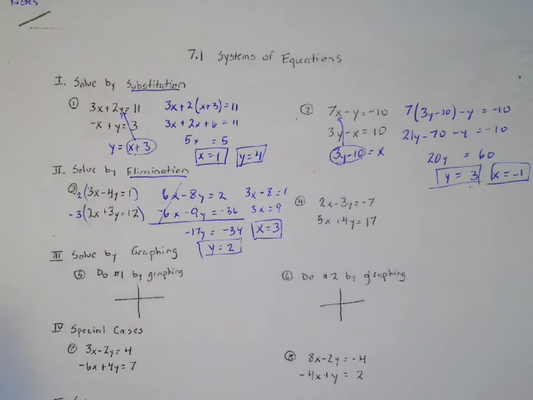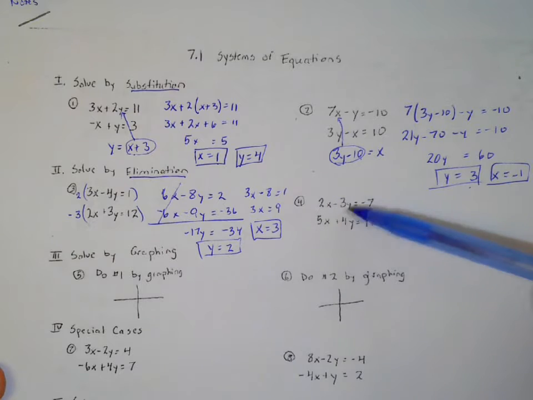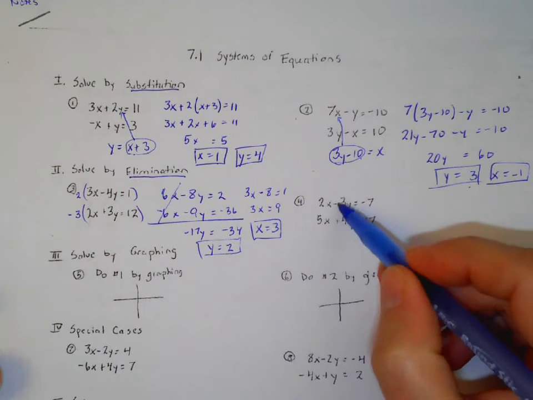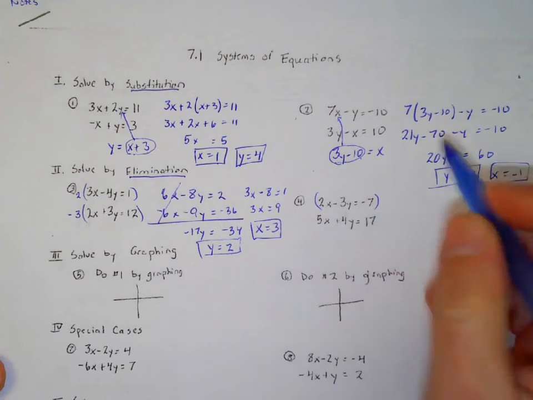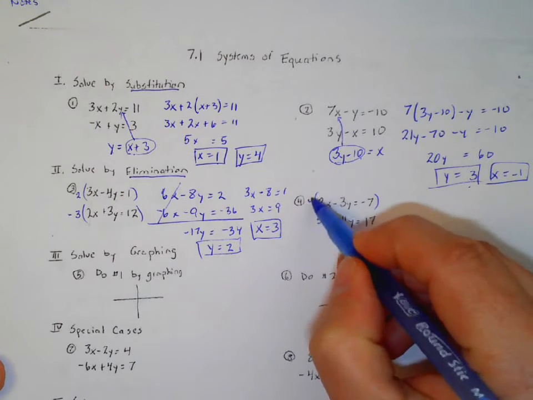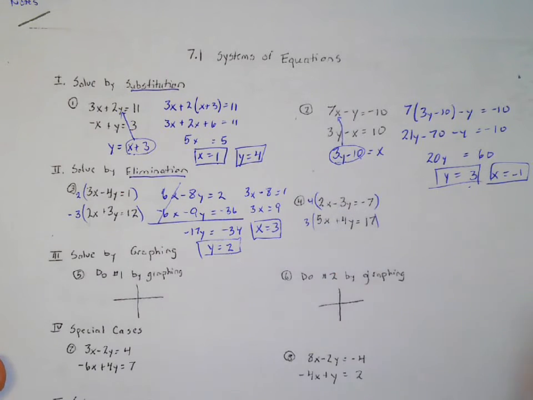Okay, with this one here, once again, you can eliminate x's or y's. It doesn't really matter. I'm going to choose y's this time just because I got a plus and a minus. It doesn't really matter though. So I'm going to get those both to be 12, 12 and negative 12. So I multiply this by 4. Multiply this one by 3.